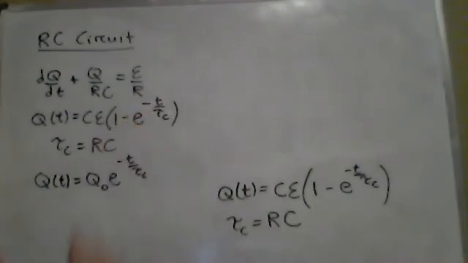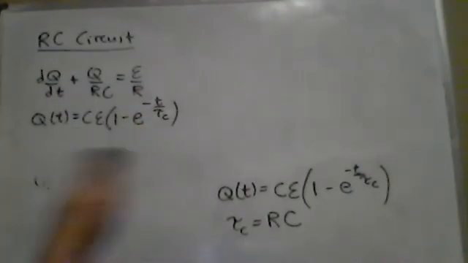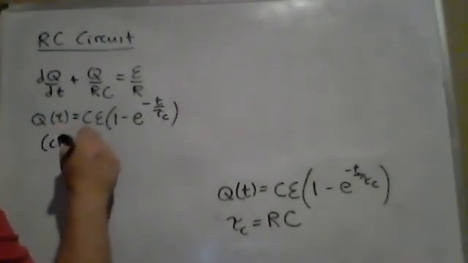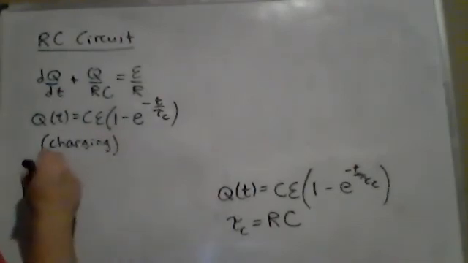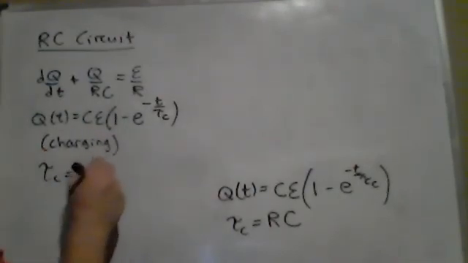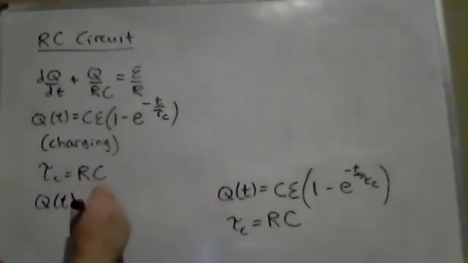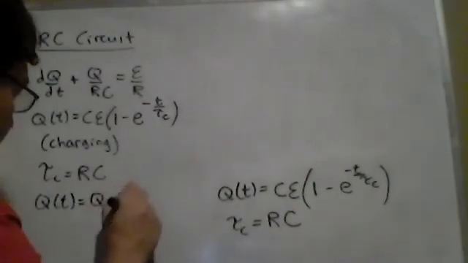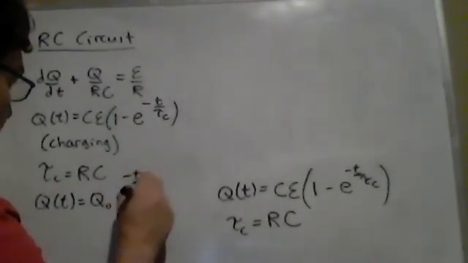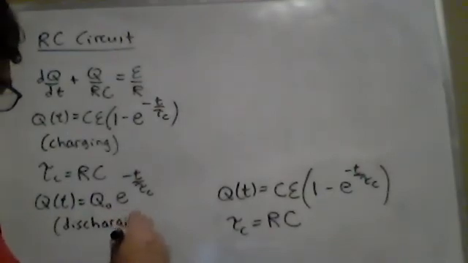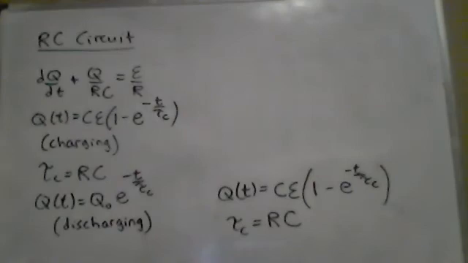All right, so this one is charging. Let me write this a little further down. Okay, so this equation, remember, is charging. Recall again that tau sub C is RC, and the discharging equation is Q as a function of time is the initial charge on the capacitor times e to the negative t over tau sub C. This is discharging. All right, again, that's the review.